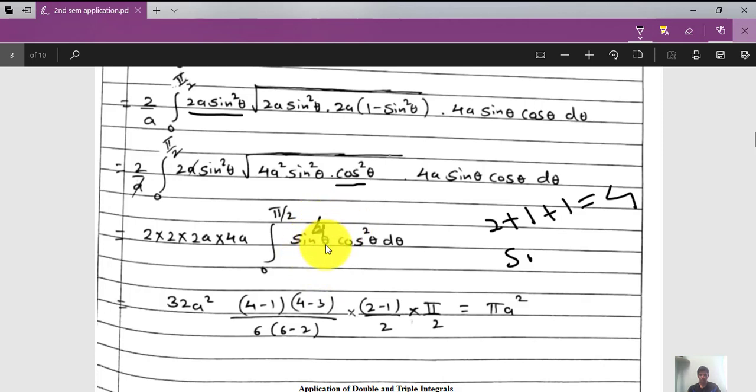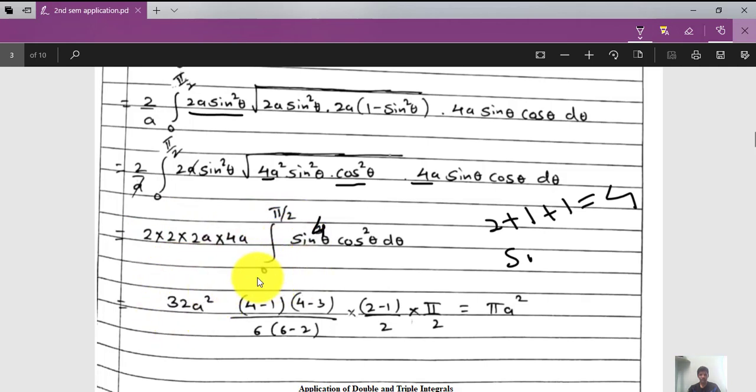Sine power 4 theta, and this is cos square, that is this cos and this cos, it turns out to be cos square theta d theta. Now this 2 I am writing here, 2 into 2, and this 2a here, and this 4a. All the constants I am taking outside, it turns out to be 32a square.